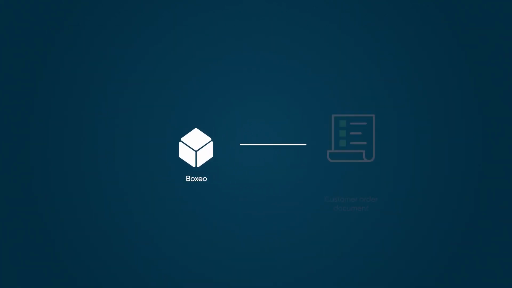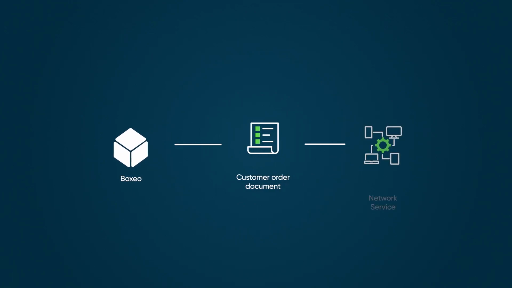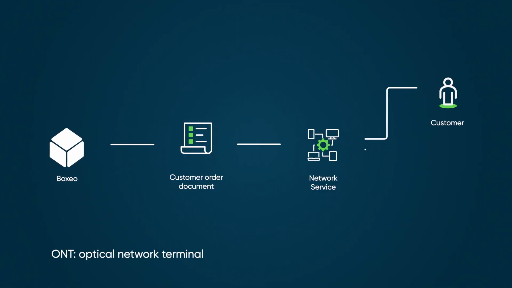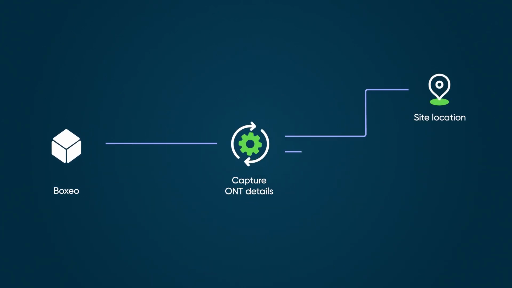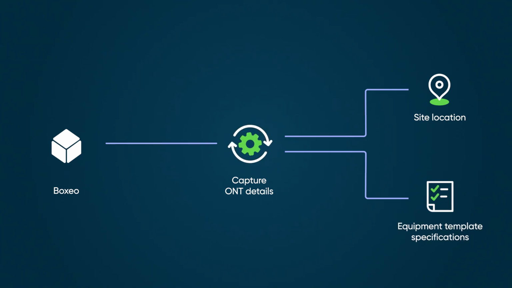Boxio has received a customer order requesting a network service that requires optical network terminals at the customer's location. To fulfill this order, Boxio's network team needs to design and assign the network service by capturing ONT details, such as site location and equipment template specifications.